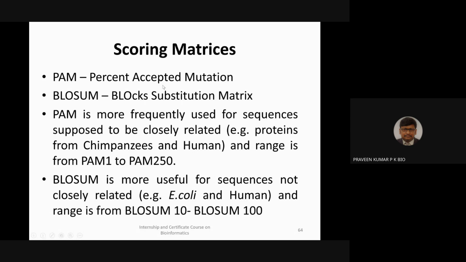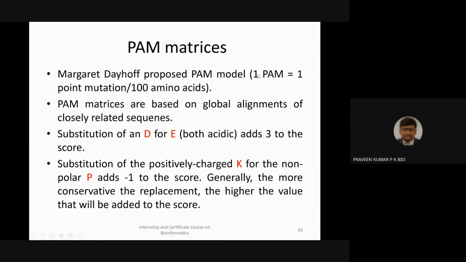The PAM, I already told, is percent accepted mutation. So what is it actually? The definition is mentioned in the next slide. That is, one PAM is generally 1 point mutation per 100 amino acids.